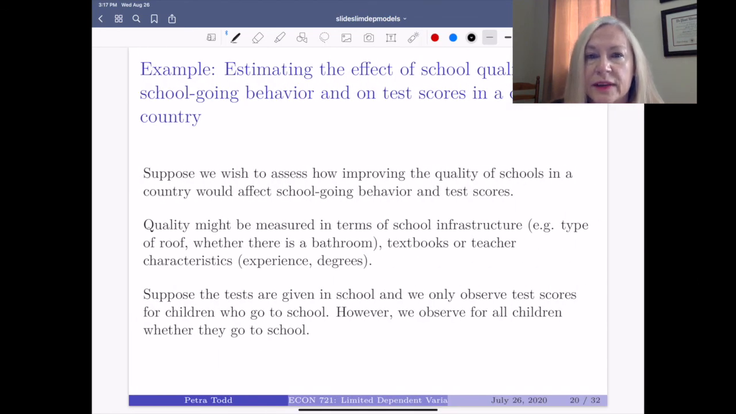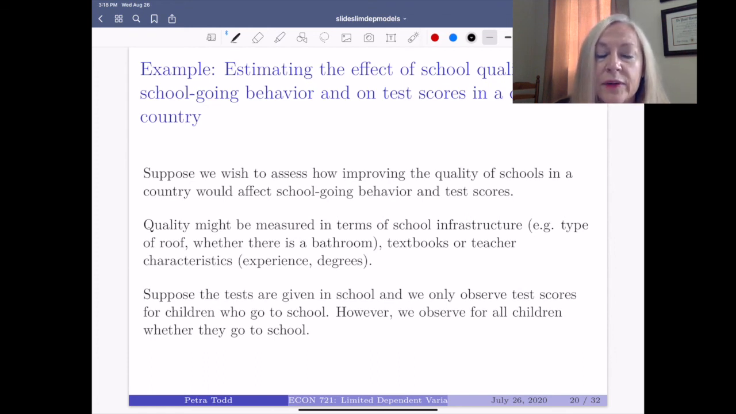This is kind of more related to my research. Suppose we want to estimate the effect of school quality on school-going behavior and on test scores. A lot of times tests are only given in school, so you only observe test scores for the kids who actually go to school. There's a big literature that relates test scores to school quality. But a difficulty in developing countries is that if school quality is very low, kids may not go to school at all, and then you wouldn't even see their test scores because the tests are actually given in school.